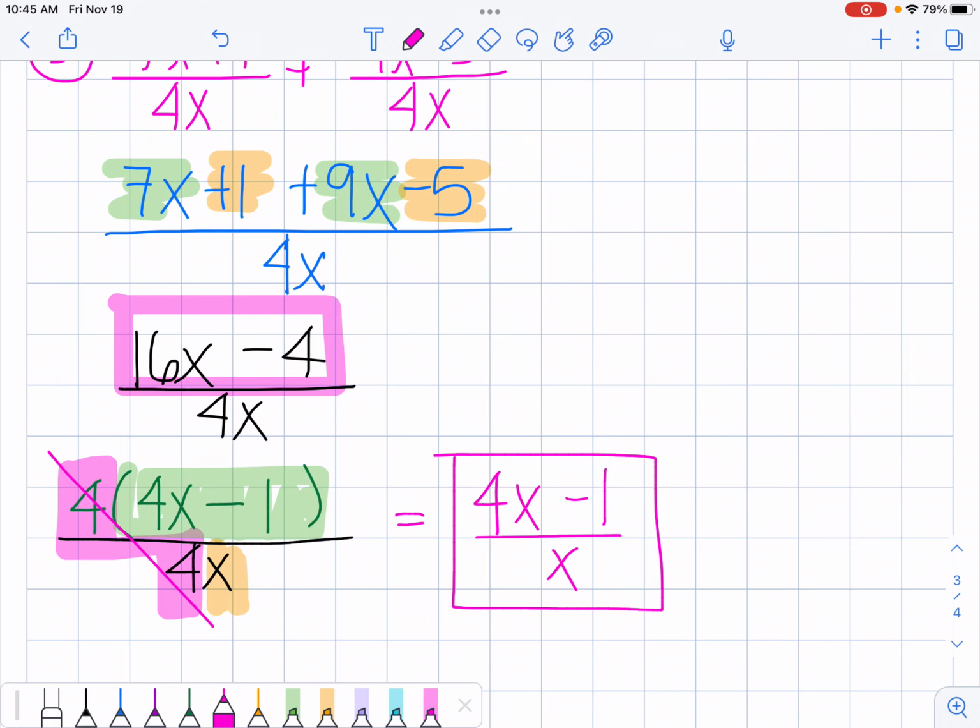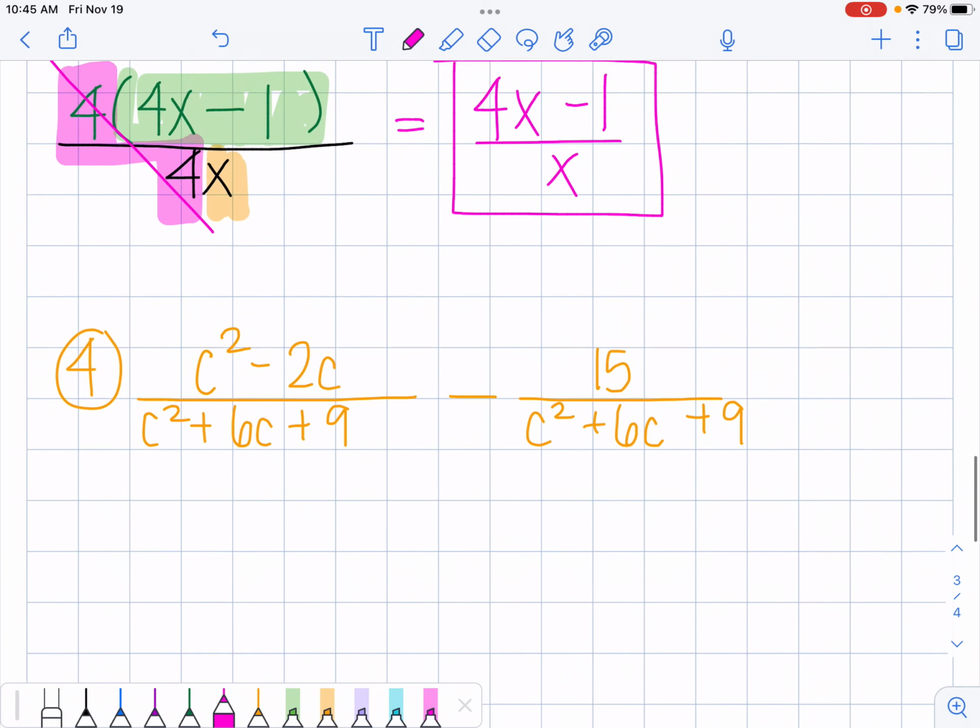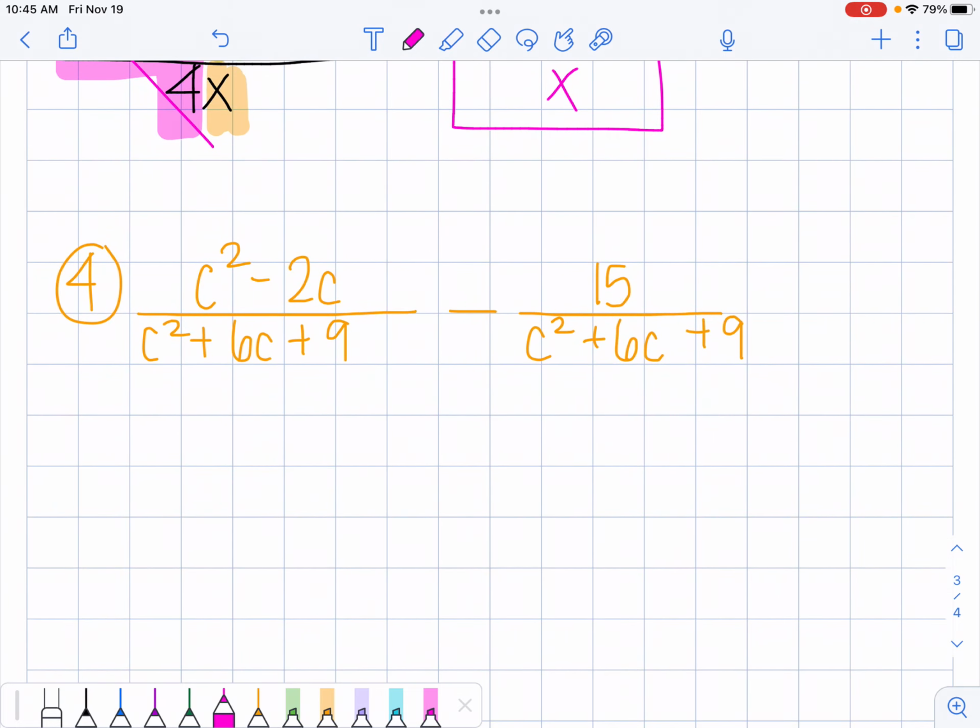Okay, last one. This is a little bit even harder. Now we're bringing in things where I actually have to factor a quadratic. Okay, so first thing I want to check though is my denominator the same, c squared plus 6c plus 9, good. C squared plus 6c plus 9, perfect. Okay, so my denominator is the same. Here I have a subtraction, but I only am subtracting this guy. So it's just going to be minus 15.